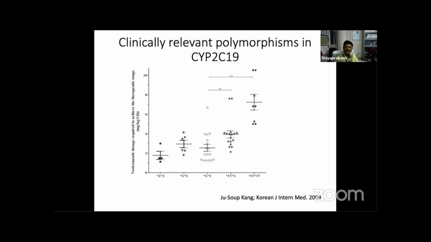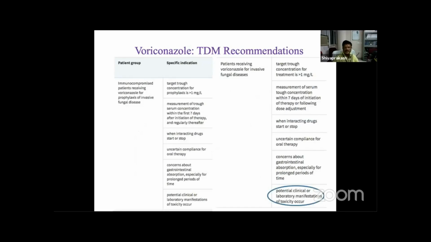So it is now a well-known fact. In India, we don't know what percentage of people have this particular polymorphism, so this association is very uncertain. So when you do TDM, look for this polymorphism, because those patients require a higher dose of voriconazole, since it gets excreted very fast.